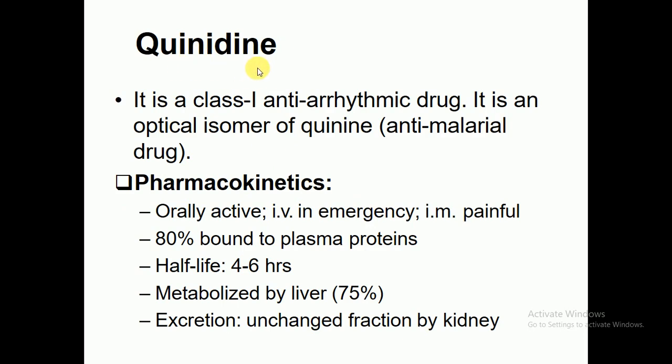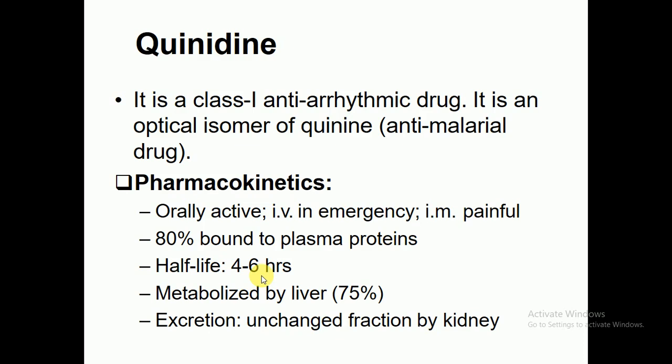Quinidine is a class 1 anti-arrhythmic drug. It is an optical isomer of quinine, an anti-malarial drug. Now the pharmacokinetic profile of quinidine. Quinidine is orally active, and it can be given to the patient in the form of injection, IV in emergency as well as IM, but this is painful. Almost 80% of quinidine is bound to plasma proteins, and its half-life is 4 to 6 hours.